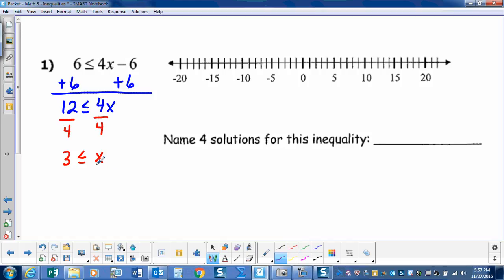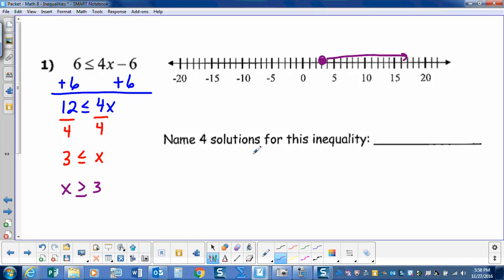We like to have the x on the left side, so we're going to rewrite this, and when we rewrite it, we flip the sign, because if 3 is less than or equal to x, then x is greater than or equal to 3. Once I have it with my variable x on the left side isolated, I'm going to go ahead and graph it. I'm going to start on 3. And since it's equal to, it's solid, and greater than, it goes to the right.